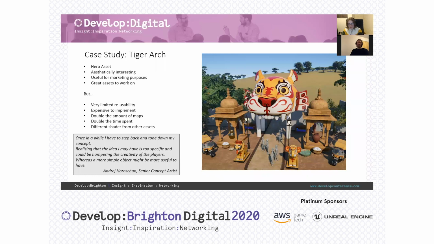So this is one of my favorite assets in the game. Not necessarily because of the way it looks, but because it's really intriguing. So this is the Tiger Arch. This is a hero asset. To us, hero assets are those one big asset that you put in the center of your park as kind of like, wow, it's here. So it's meant to be impressive. It's meant to look aesthetically really interesting. And it's nice for marketing purposes. It can really be a centerpiece to a very nice screenshot.